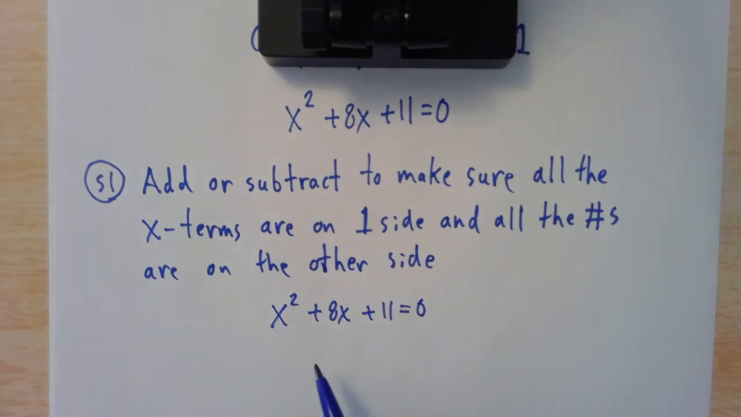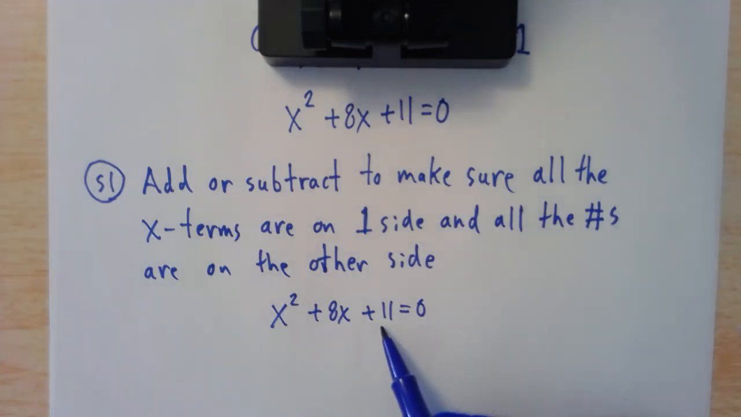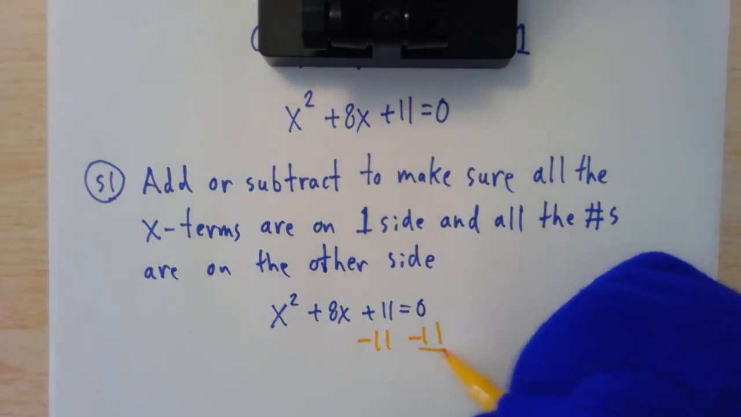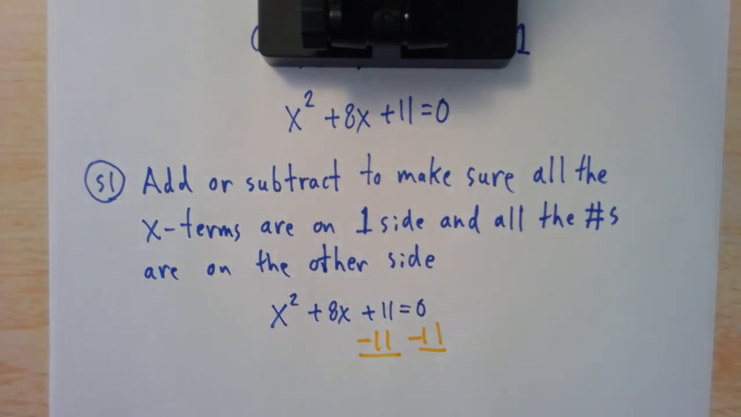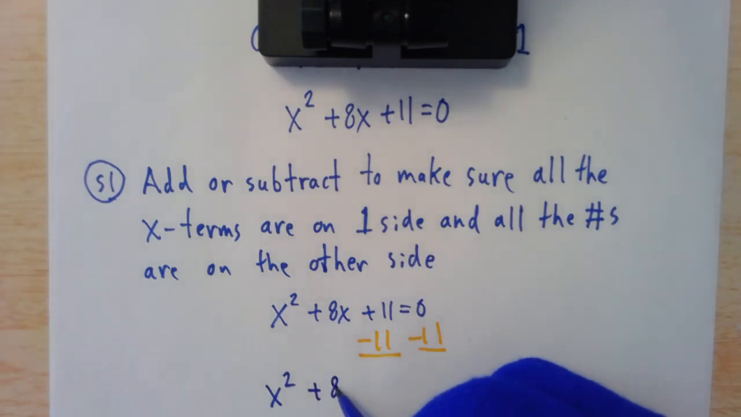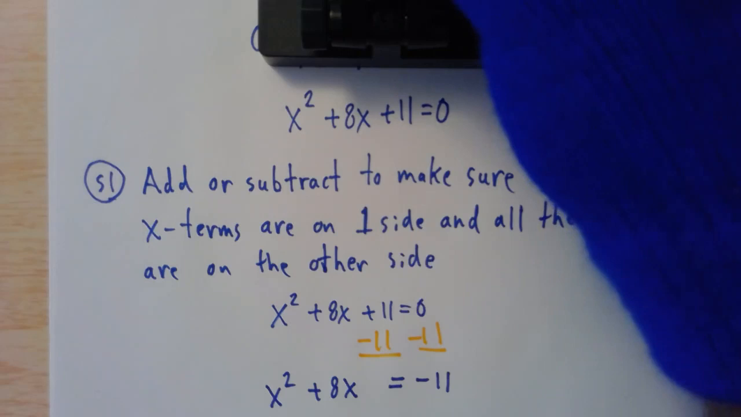So then my next step now is I want to look at this 11. This 11 does not have an x tied to it. It is not a coefficient of x. So I want to move that to the other side of the equation. We always know the sides are separated by the equal sign. So since this is positive 11, I'm going to subtract 11 on both sides. As I do that subtraction, what comes down here is going to become x squared plus 8x, which is going to be equal to negative 11. Okay, step 1 is done.